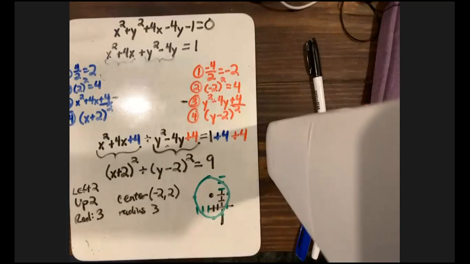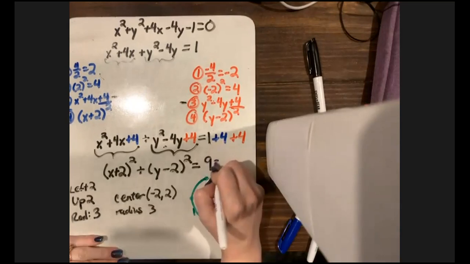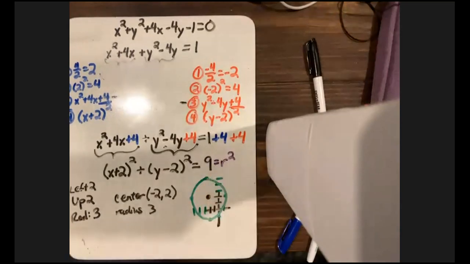Okay. I am going to stick around. Oh, sorry. The 3 is because this is r squared. So I need to do what number squared gives me 9. Okay, we're done.